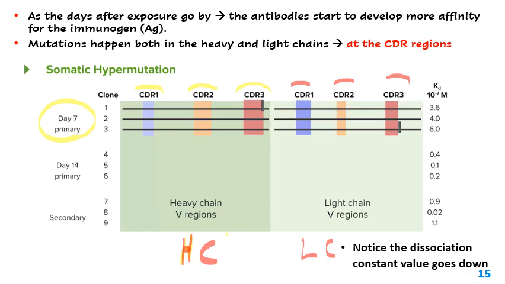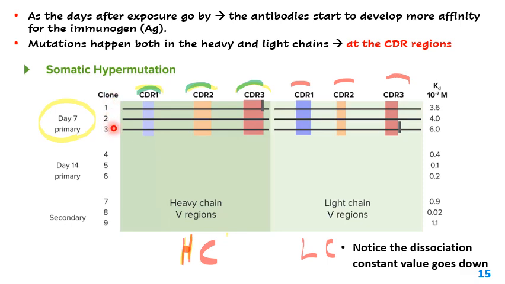And then you're going to have here CDR1, CDR2, CDR3 for your heavy chain. Seven days more or less after exposure to the antigen, you're going to start getting mutations on those hypervariable regions. The mutations are showing up right here. Okay, so what is this? Clone 1, clone 2, clone 3.